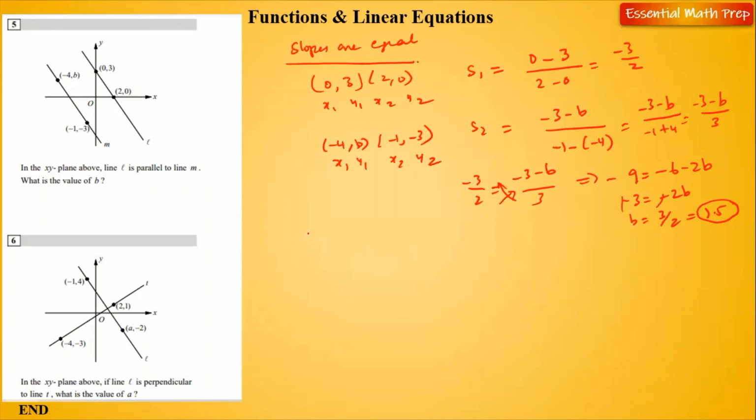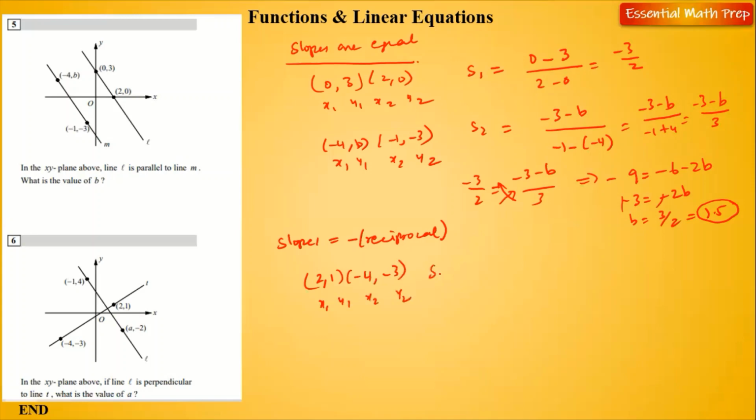When two lines are perpendicular, slope 2 is nothing but the negative reciprocal of slope 1, okay? You have to take into account both the negative and the reciprocal. So let's choose the two ordered pairs. We have 2, 1 and -4, -3. So x1, y1, x2, y2.